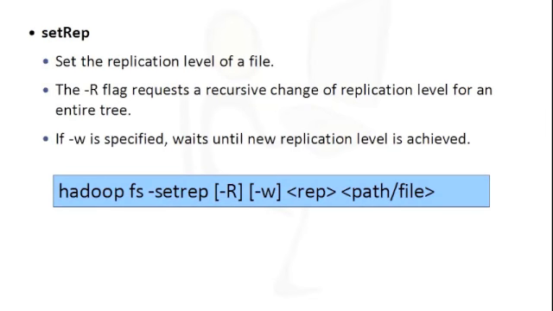setrep lets you override the default level of replication to a level you specify. You can do this for one file or, with the -r option, to an entire tree. This command returns immediately after requesting the new replication level. If you want the command to block until the job is done, pass the -w option.